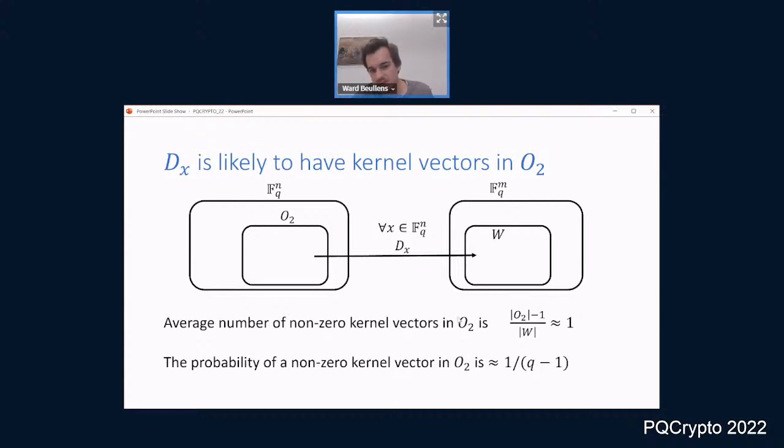But that doesn't mean that with probability close to 1, you'll have a non-zero kernel vector, because as soon as you have one non-zero kernel vector, then all the multiples will also be in the kernel, right? So they come in clusters of size q minus 1. So the probability of having a non-zero kernel vector is close to 1 over q minus 1. This is a very heuristic explanation; you can calculate this more precisely. But the observation is that for every x that you pick, this differential at x will have a non-zero kernel vector in O2 with a reasonably large probability, like 1 over q.